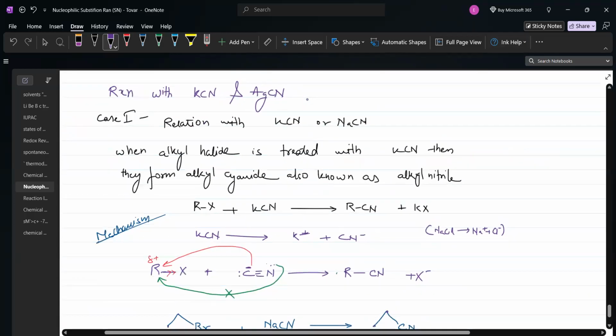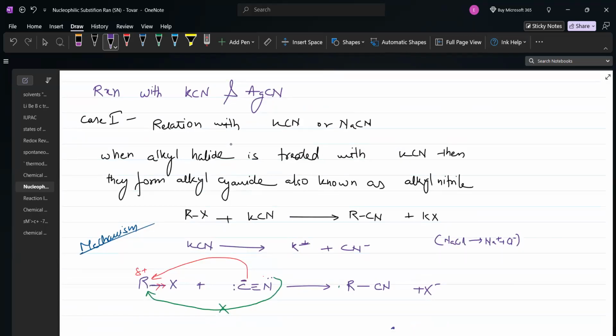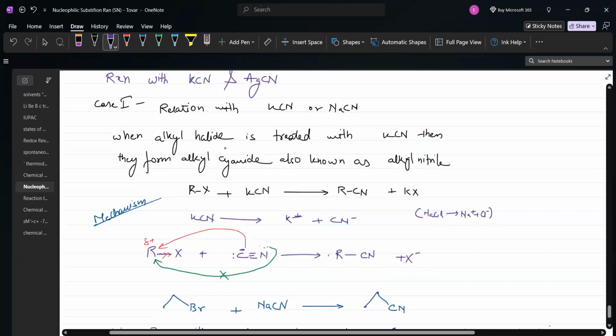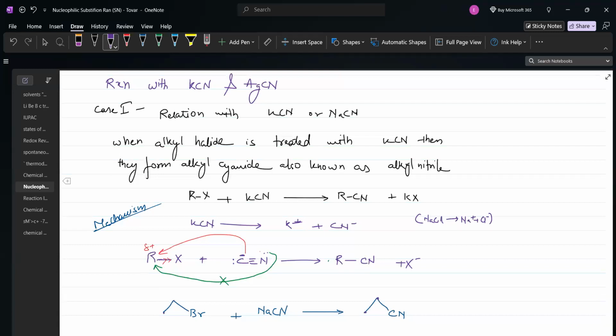Reaction with KCN and AgCN? The introductory part? No, sir. Please do it. We will take another case of reaction with AgCN, in which there is no ionic bond present. So we will see what will happen there. That will be a different case.